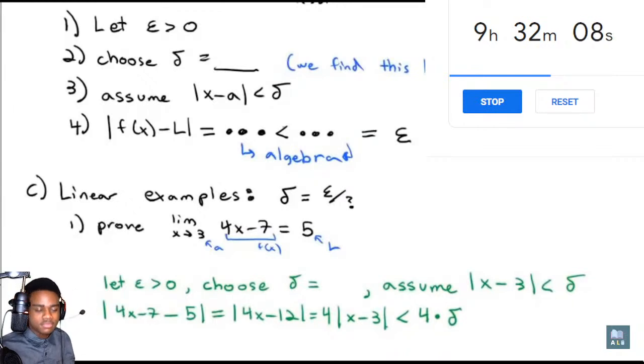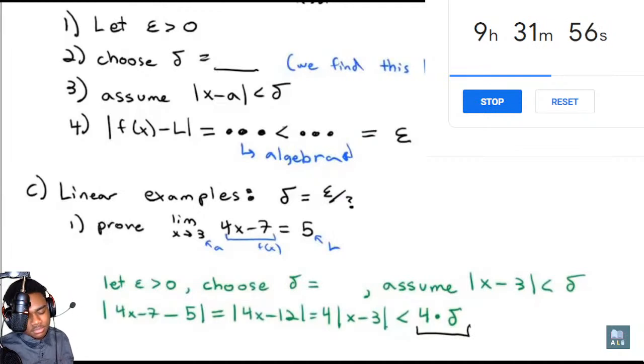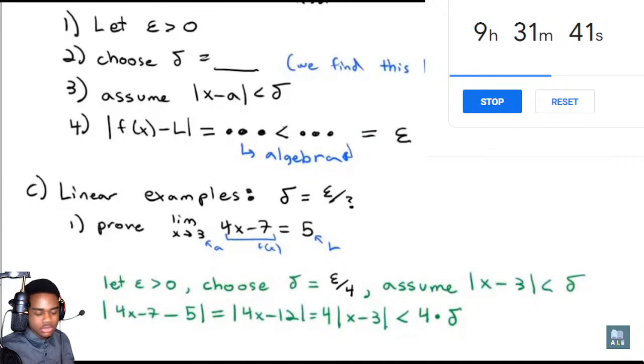This is where we now know what we want delta to be. Because what we ultimately want is that when we multiply by 4, all that's left is epsilon. So delta is going to be the reciprocal of what we're multiplying by. The reciprocal of 4 is 1 over 4, so delta is equal to epsilon over 4. And we stick that into the first line. That might not be very clear, but it becomes clear why that's useful in the very next step.